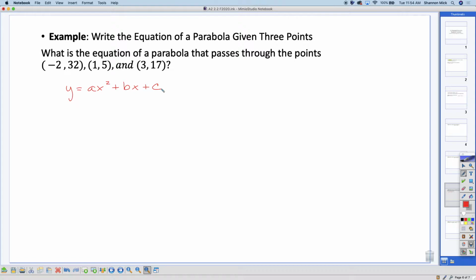Okay, so I need to use my systems of equations that we've done before, but we are not going to do them by hand. We're going to use our calculator to do them, but we have to set up our system of equations.